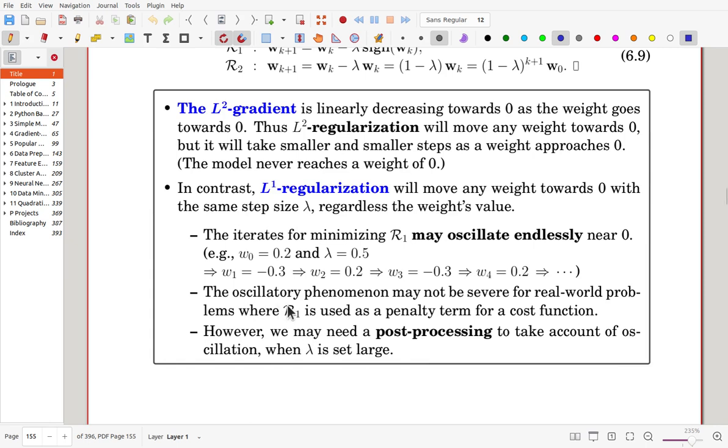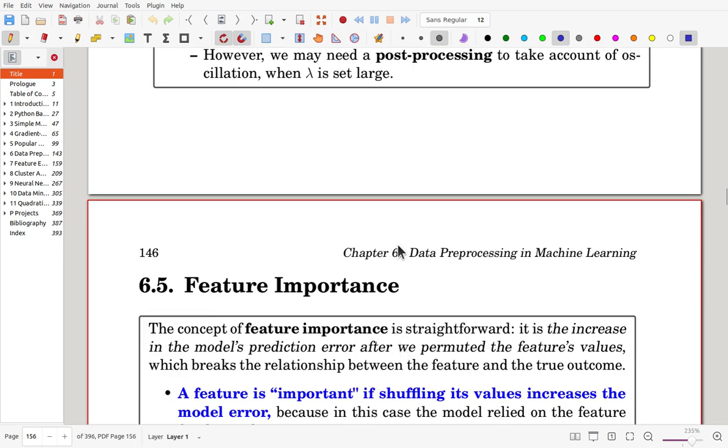In reality, this oscillatory phenomenon may not be severe because R1 is used as a penalty term for the cost function. R1 is not all. In fact, there is the original cost function. So with the combination, this oscillation is not so severe. However, once you choose a large lambda, we may need post-processing to take care of that oscillation. Okay, that's the end of the section. Thank you.